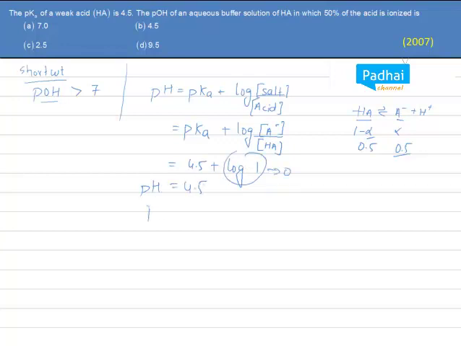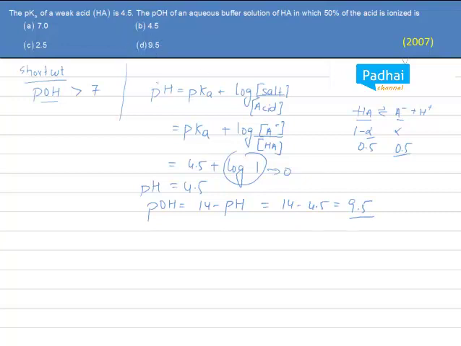So pH will be equal to 4.5. And if I talk about pOH, pOH is 14 minus pH, so this will be 14 minus 4.5, which will give me the answer as 9.5. That means again option D is correct.